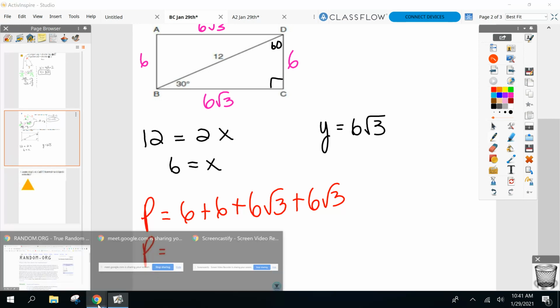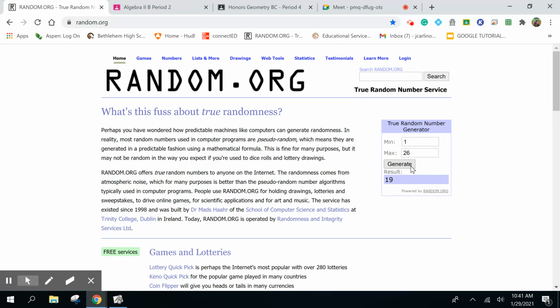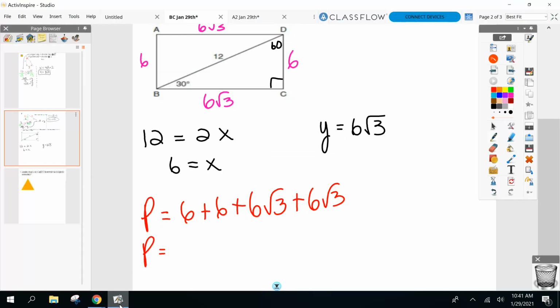Give me some thoughts here. What do you think you can combine for your perimeter? Sean, what do you think you can combine up here? The 2 radicals and the 2 non-radicals. Okay, so 6 and 6 give me 12. So you're saying I can add 6 radical 3 and 6 radical 3? Yes, they both have a radical 3 in front. You can't combine them with the 12. They both would have to have a radical 3 for me to keep going.